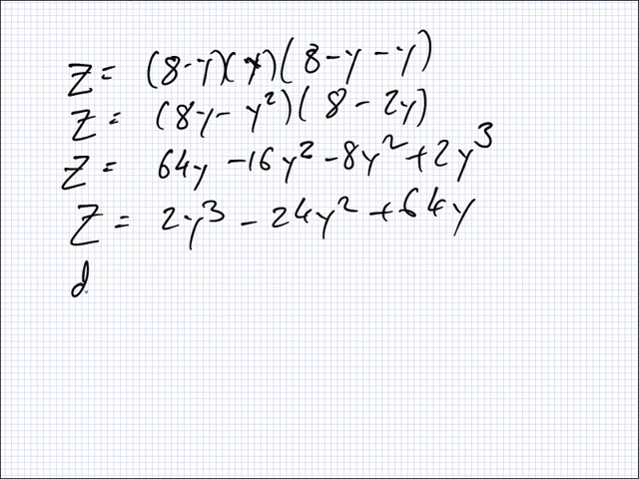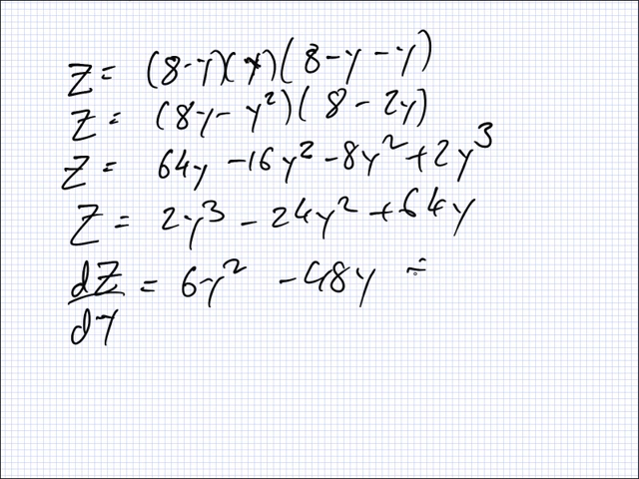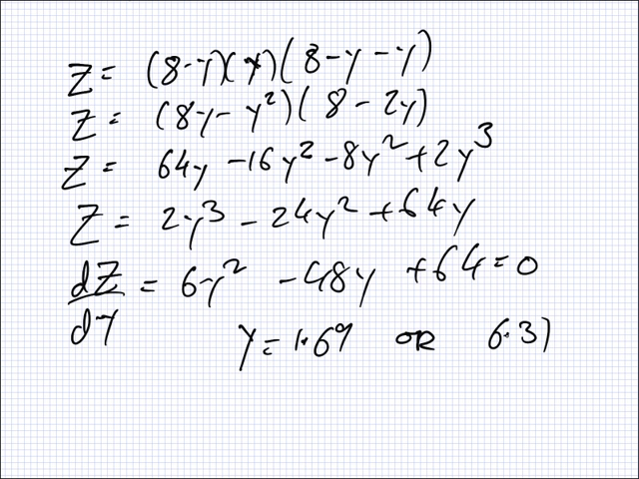Differentiate. So dz/dy equals 6y squared minus 48y plus 64 equals 0. Now, this equation, I'll tell you now, doesn't have factors. You'll need to use the quadratic formula. And you'll get y equals 1.69, or you'll get y equals 6.31 after you use the calculator.